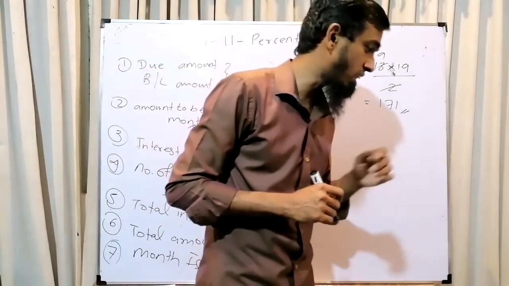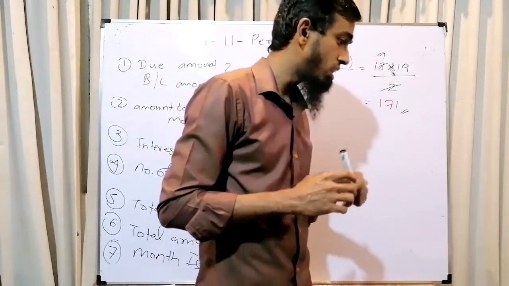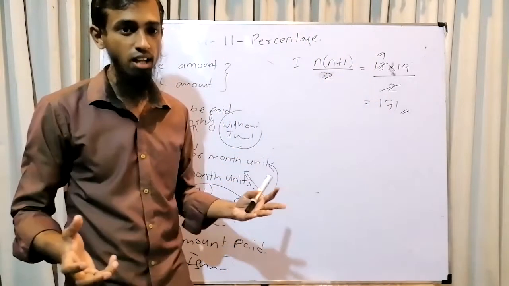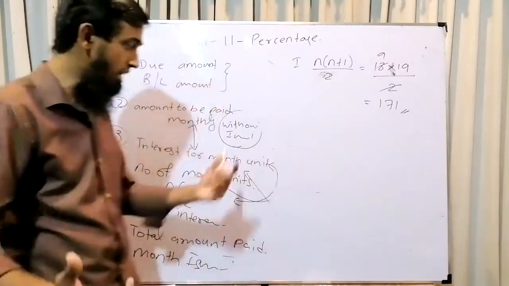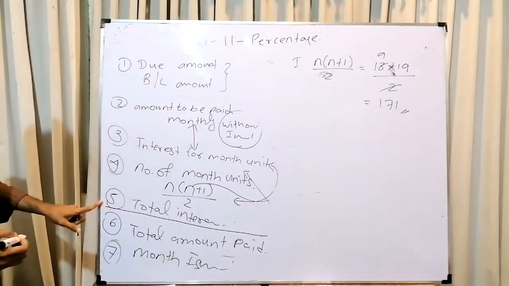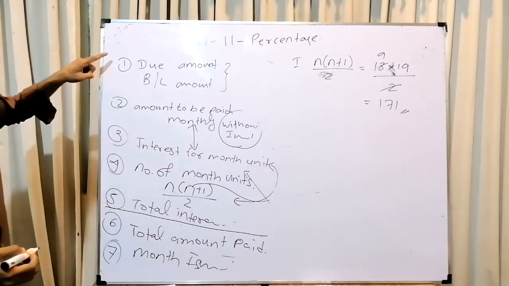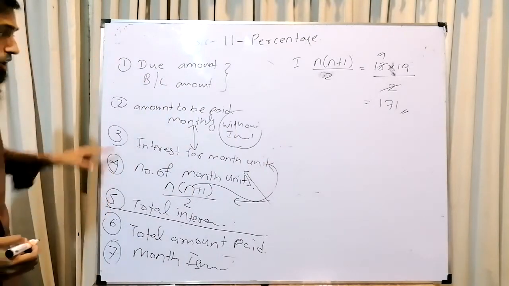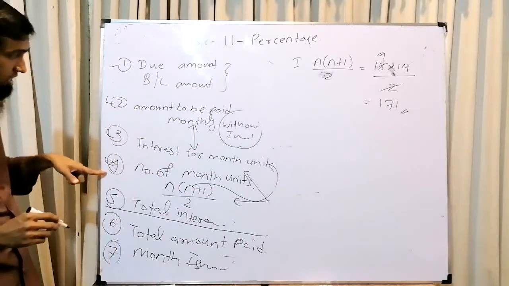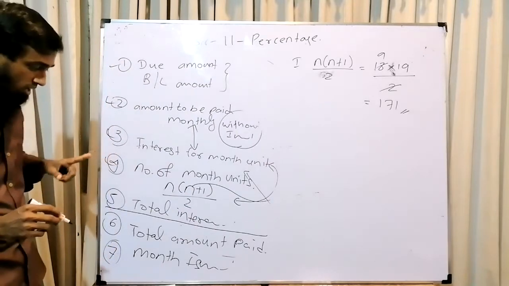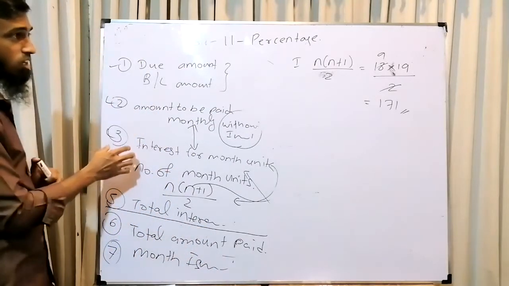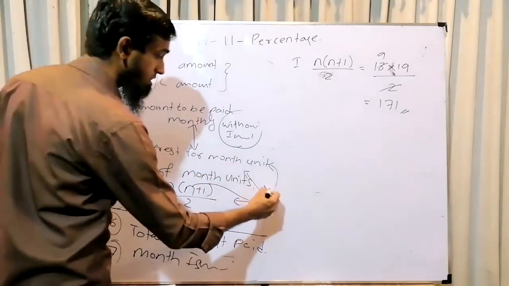Okay, what is the second question they ask? What is the total interest to be paid? So what they are asking is, what is the total interest? So we need to calculate the total interest, which is the fifth part. You need to calculate the first four things, and then using these initial four, you can calculate the fifth, the total interest. One of the four is the first part, the number of month units, which you already calculated.